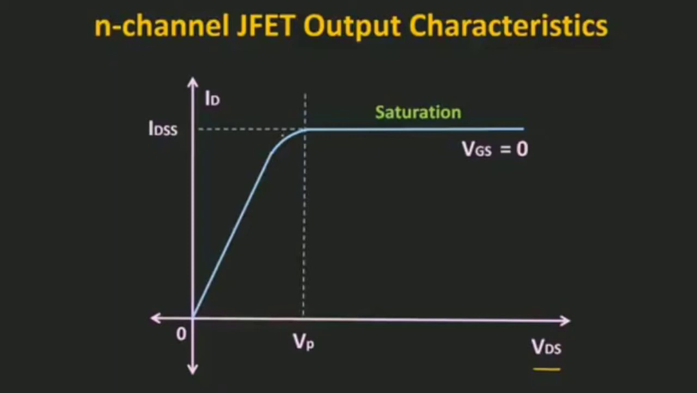But if we keep on increasing this voltage VDS, then the width of the depletion region will become wider, and due to that, the channel will become narrower and narrower. So due to this reduced channel width, the channel resistance will also increase. And that is also evident from the graph. If you see this region on the graph, the slope of the line changes, it becomes more and more horizontal. So basically it indicates that as we increase the voltage VDS, the resistance will increase.